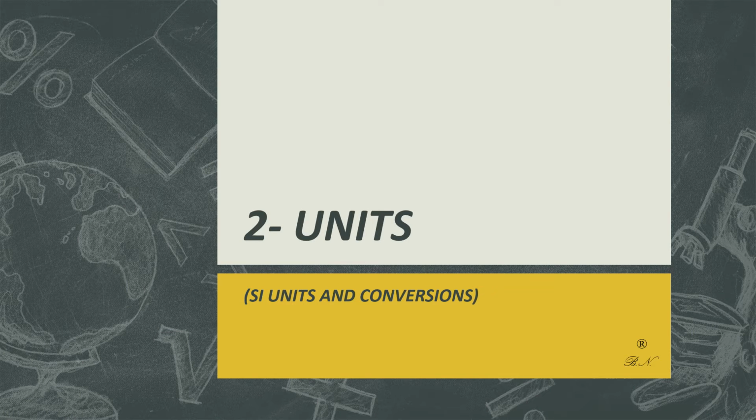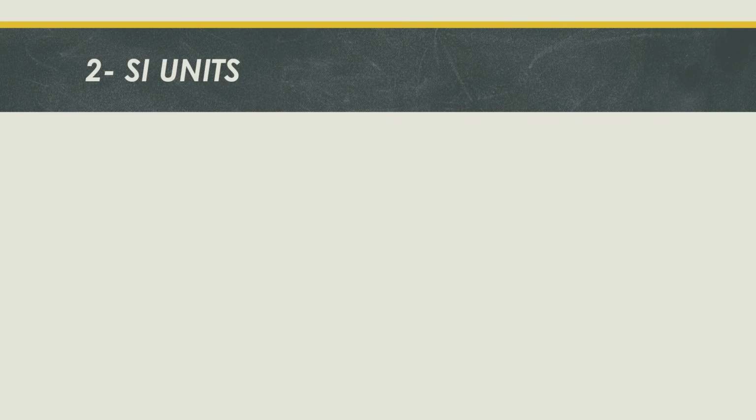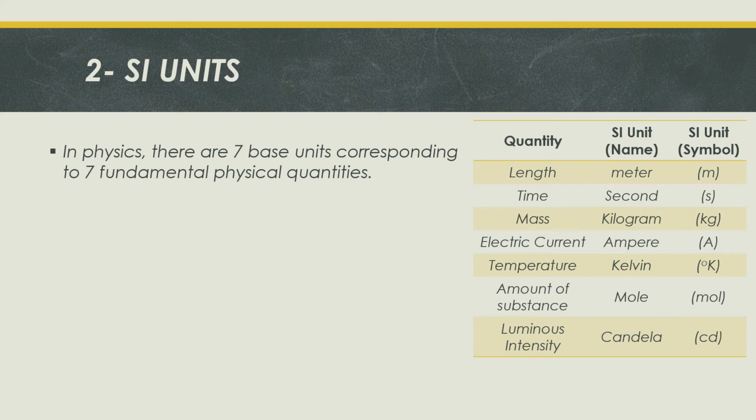Now, starting with the first section, which is units. There are 7 base units corresponding to 7 fundamental physical quantities that we deal with in physics and other sciences. These are length, time, mass, electric current, temperature, amount of substance, and luminous intensity. And to be very clear about that, all you need to know is that the first 3 terms are extremely important in physics, then comes electric current and temperature. As for grade 12 students, you will find that the essential part or the essential units are the first 4.